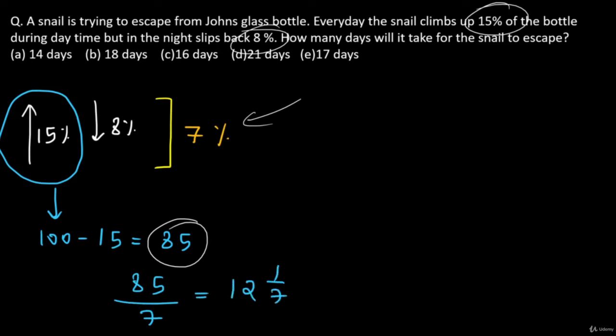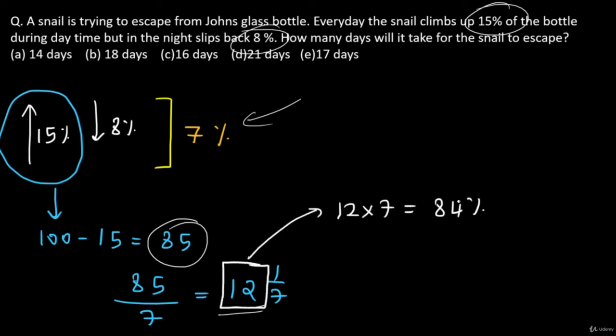Now let me discuss two methods in which you can proceed from here. Now what would be the snail's position on day 12? That would be 12 into 7, which is equal to 84%. So the snail would be 84% up on the glass bottle. What happens on the next day? The snail climbs up initially 15%. So 84 plus 15 is equal to 99.